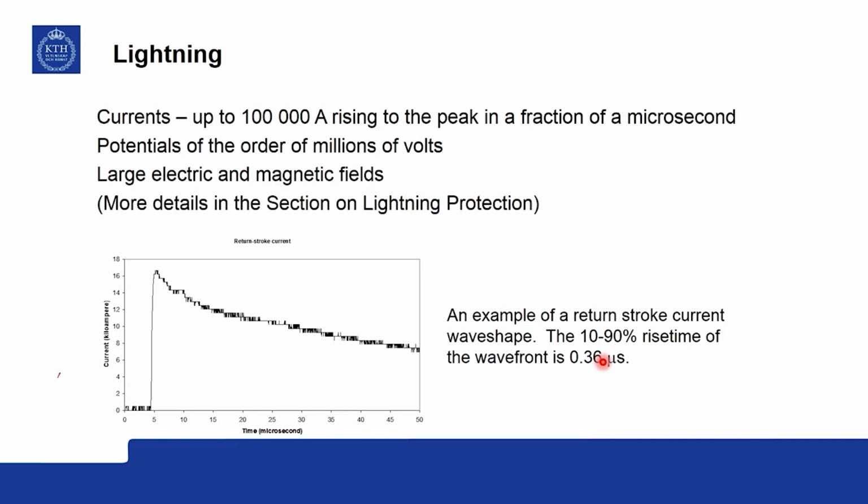So, the currents up to 100,000 ampere and rising to the peak in a fraction of a microsecond can be produced by lightning return strokes, and the potentials can be of the order of millions of volts, and this produces very large electric and magnetic fields. Very close to the lightning, you can have fields of the order of 100 kilovolts per meter, that is extremely high electric fields. So, more details we can see in the lightning protection.